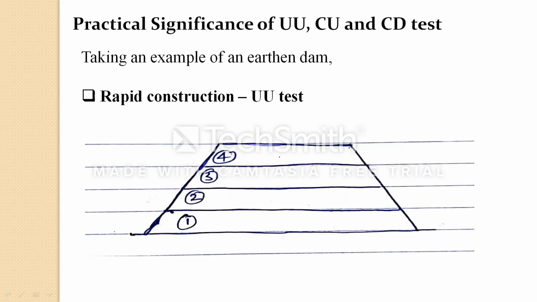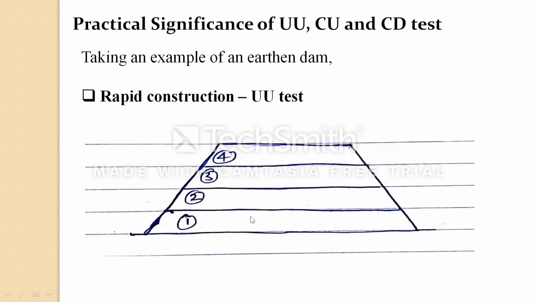So we are going to construct the dam by our natural soil. If the construction is quite rapid, in this particular figure, where this is a dam, we are going to divide it into 4 layers. That means the construction should be done in 4 layers. Now if the construction is quite rapid, suppose we have constructed layer 1. Now, with giving no time, we are going to construct layer 2.